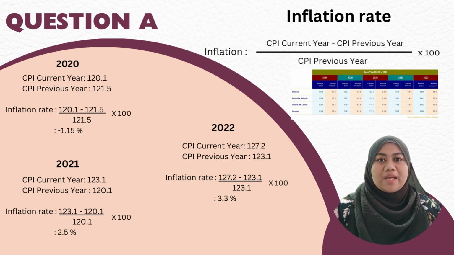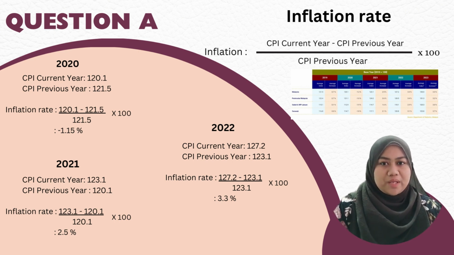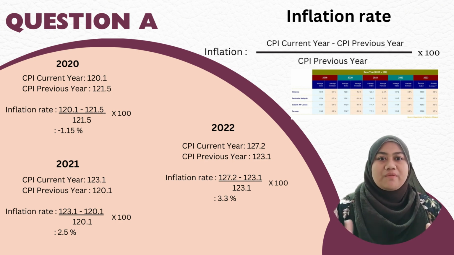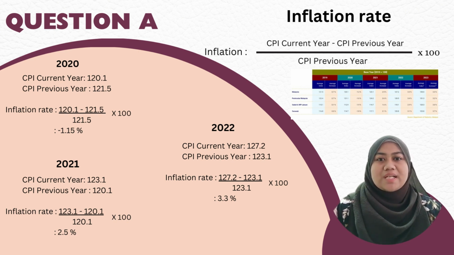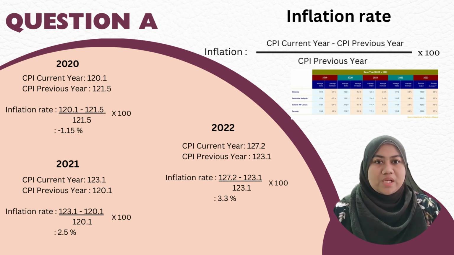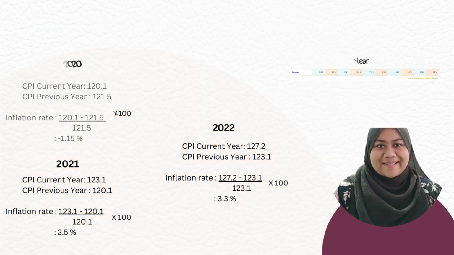Next, CPI for 2021 was 123.1 and the CPI for the previous year was 120.1. So, by using the formula, the inflation rate for 2021 was 2.5%, a 3.62 increase from 2020.